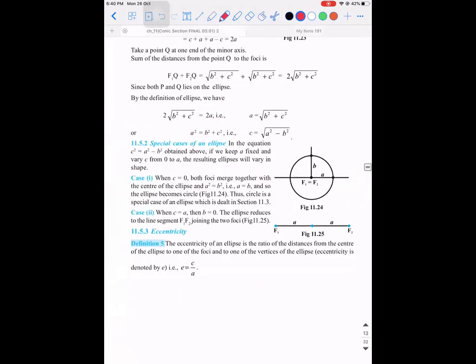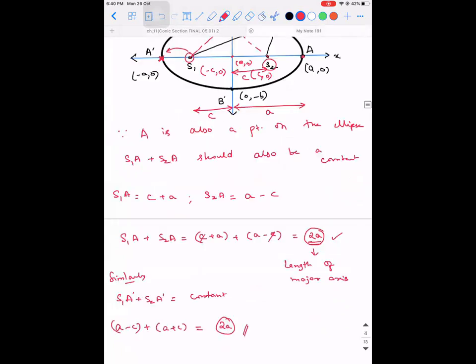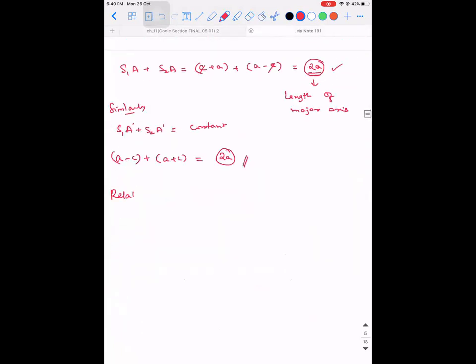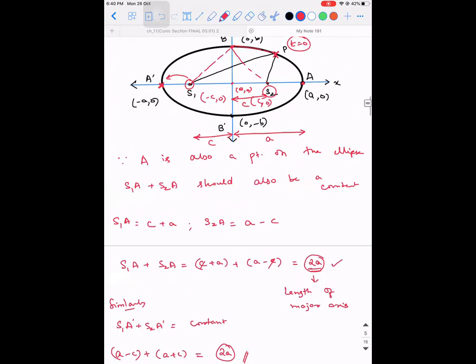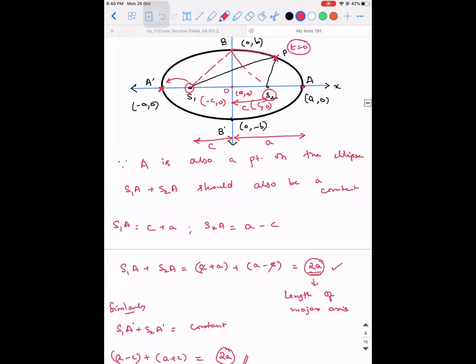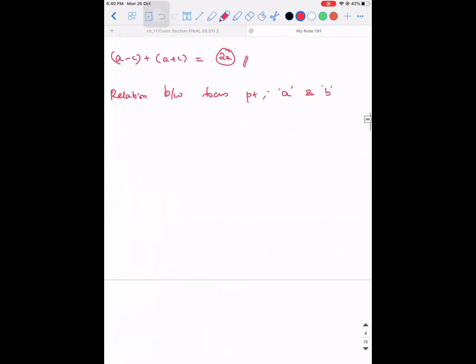So listen. Now, what is the relation between the focus point, A and B? If I take the triangle OS1B or OS2B, I will take the triangle like this. This is B. So what are the coordinates of B? 0, B. The coordinates of origin is 0, 0. If I take S2 here, the coordinates of S2 are C, 0.